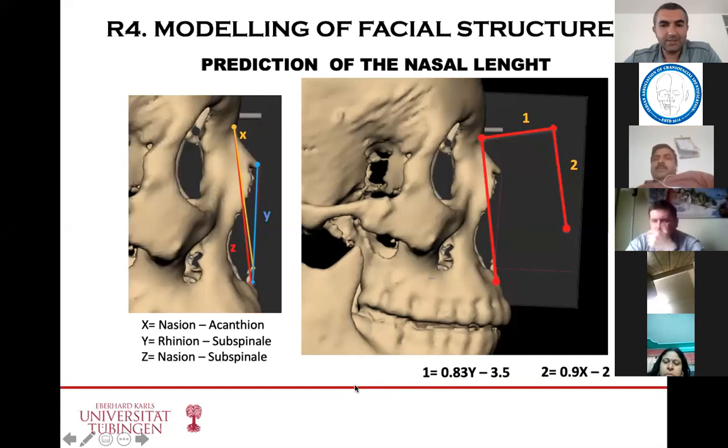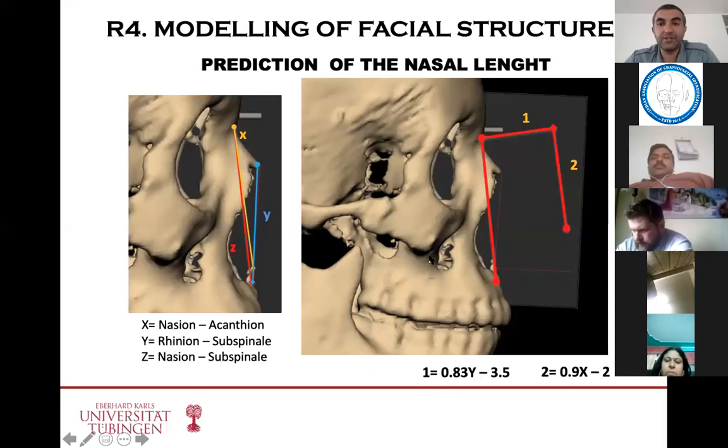Okay, it seems a little bit confusing, but actually it's not. It's very, very simple and very primitive. So this is the determination of the length of the nose. And the best thing is to apply this method to your own population data. You should adjust this regression formula based on your population data.